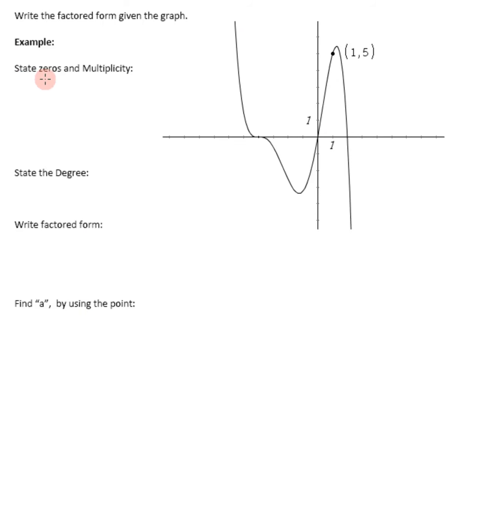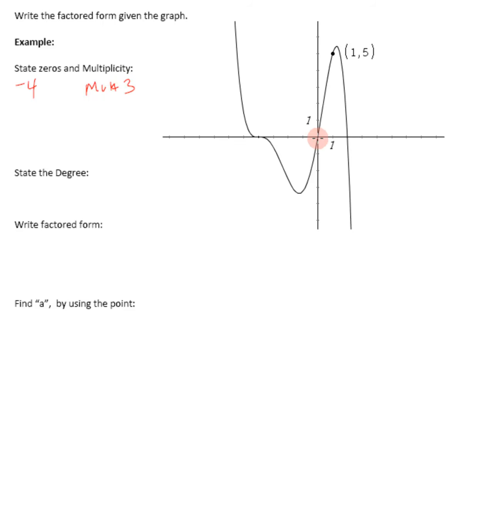You state the zeros and the multiplicity. Alright, let's state the zeros. 1, 2, 3, 4, -4. And what's the multiplicity at that? Well, it's at least a 3, right? It could be 5, 7, but we're going to go with the smallest, so 3. So the multiplicity is 3.